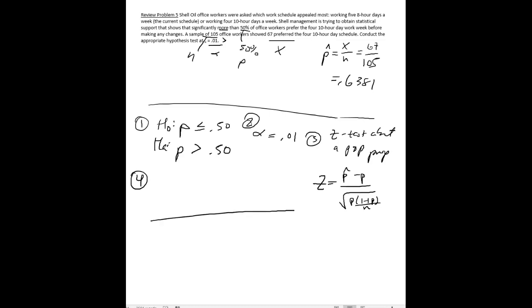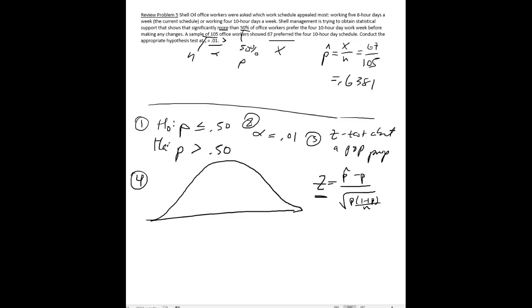And then 3, because we only have one test when working with proportions, we just know that it's the z-test about a population proportion. And that is z is equal to p hat minus p divided by the square root of p times 1 minus p over n. Okay, and then 4. What kind of curve are we working with? We're working with a z-curve. And how many tails does our rejection region have? It has 1 tail because it's a greater than or less than.